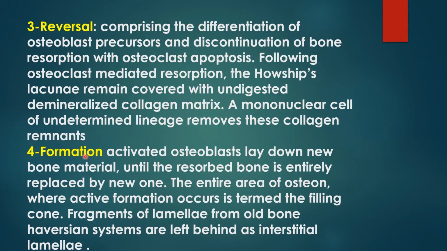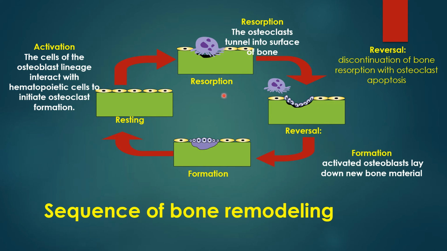Fourth stage of bone remodeling is formation. Activated osteoblasts lay down new bone material until the resorbed bone is entirely replaced by new bone. This picture shows the 4 stages of bone remodeling: activation, resorption, reversal, and formation.